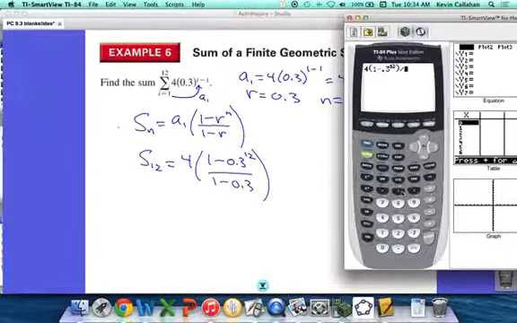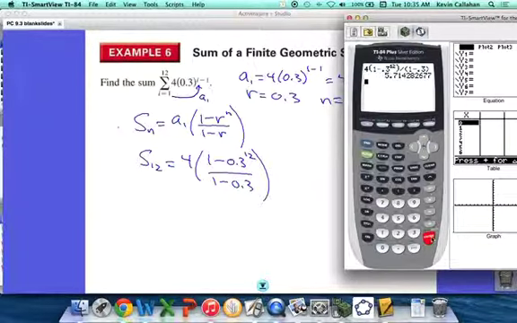Okay. Parentheses, 1 minus 0.3. Enter. Especially if you're at home using an 83, that's pretty much what you're going to have to do. Just make sure you put parentheses in all the right places.